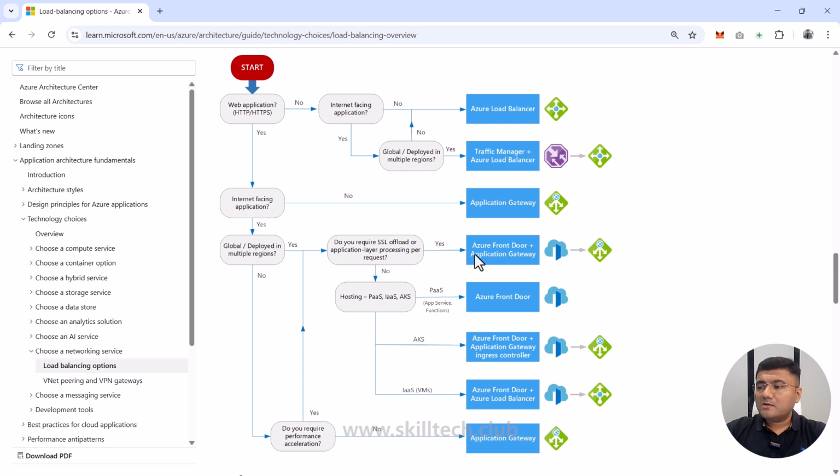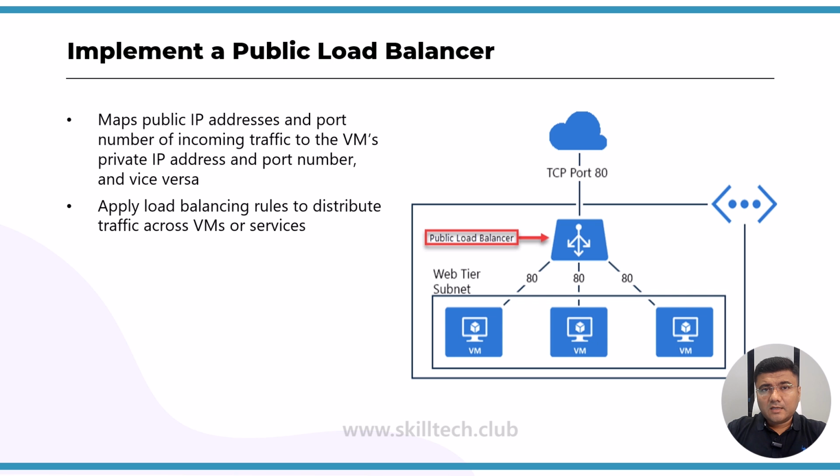Now it also depends on what kind of service you're using. Sometimes you need a special requirement like SSL offloading or application layer processing, then you're going to go with Front Door in that kind of case. So these are the decision tree related configurations which are available here, which are going to help you decide which load balancing solution is going to be the right choice for you. Now let's go back and understand each one of them a little bit more in depth.